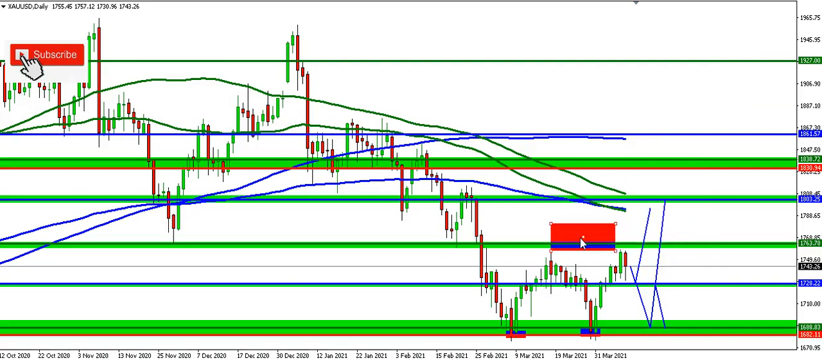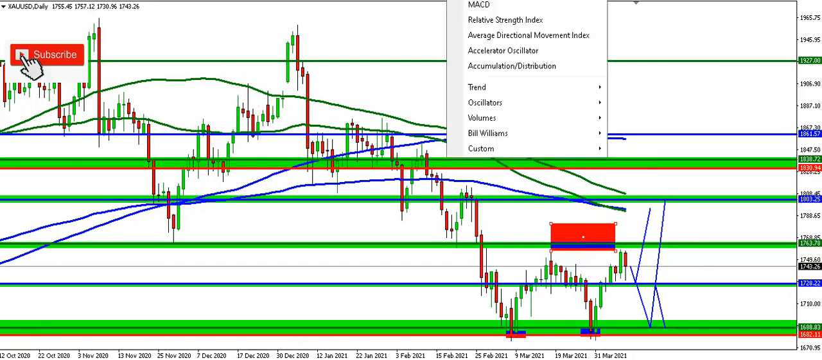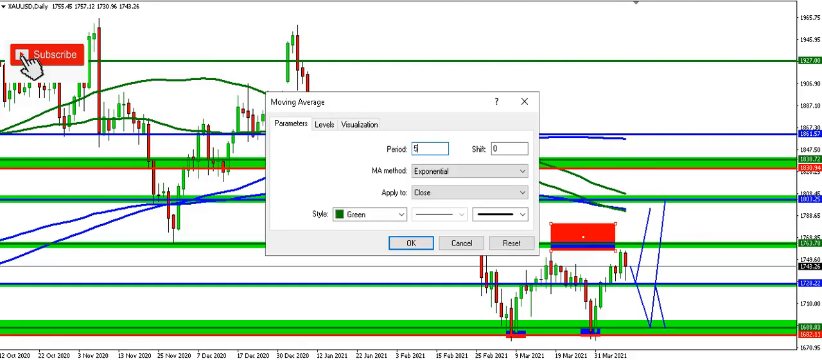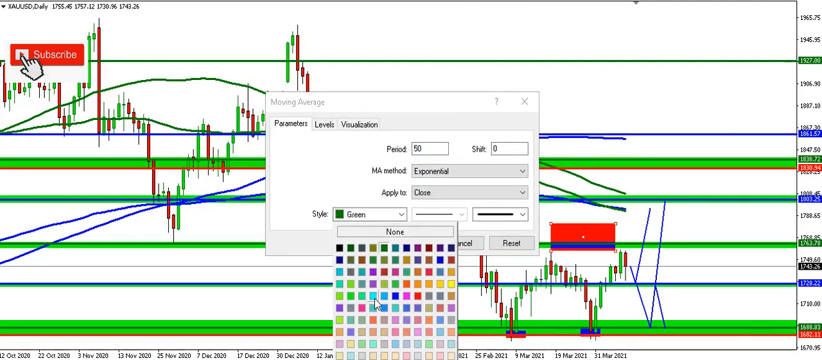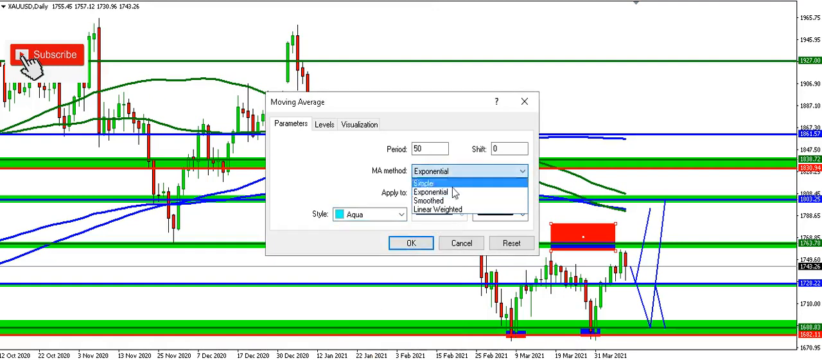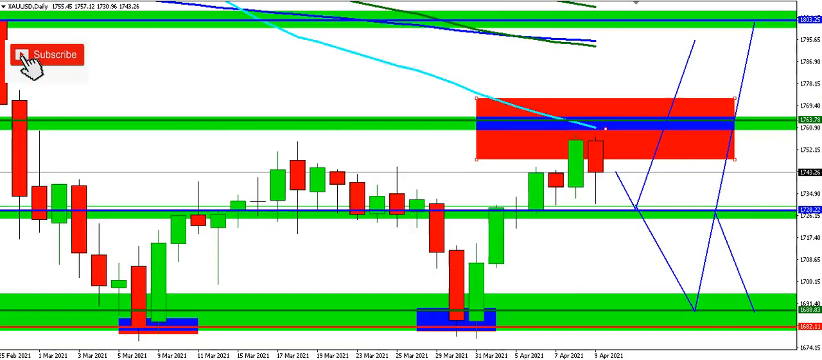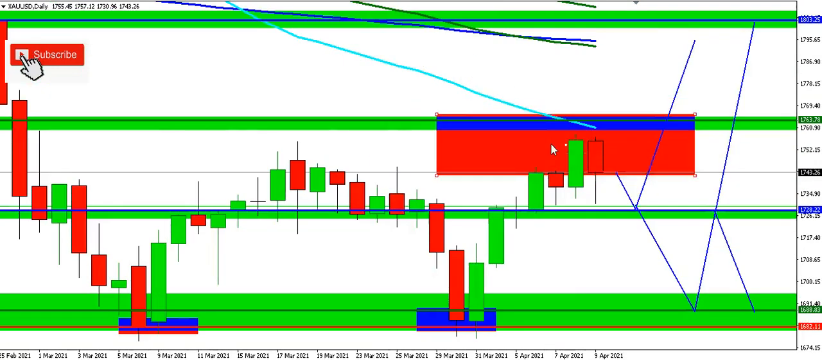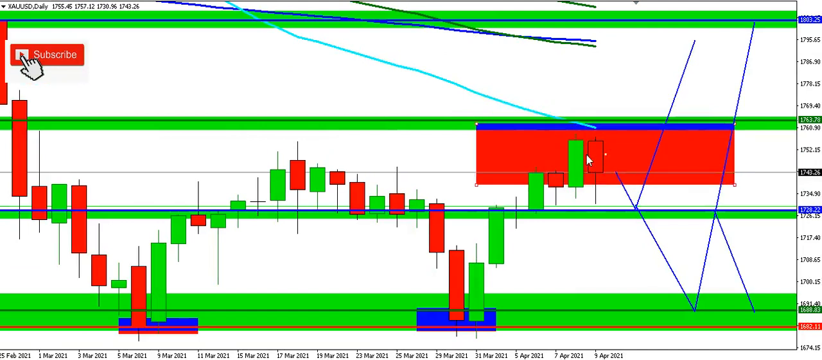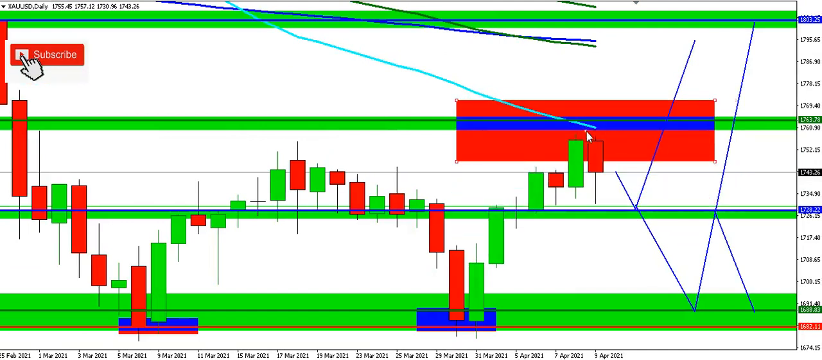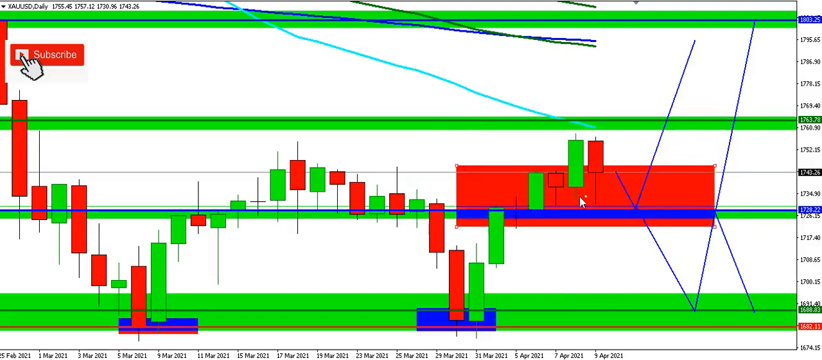Now I'm going to install the 50 SMA and the 50 EMA. The 50 simple moving average. Let me choose a cyan color, aqua. All right, this is my 50. Let me zoom out so we can see what happened here. Price tested and rejected exactly at the 50 SMA. Price rejected at the 50 SMA.